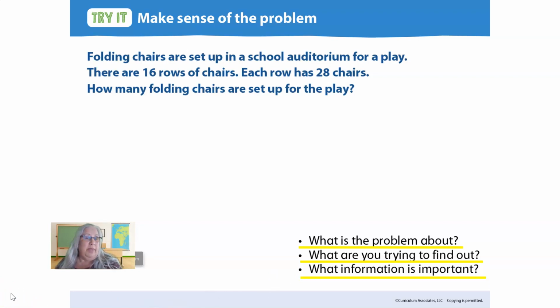Read along with me. Folding chairs are set up in a school auditorium for a play. There are 16 rows of chairs. Each row has 28 chairs. How many folding chairs are set up for the play?